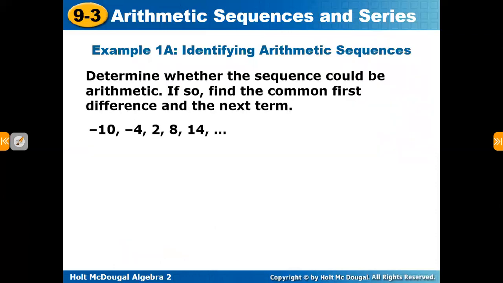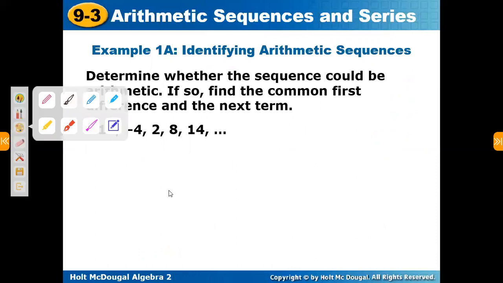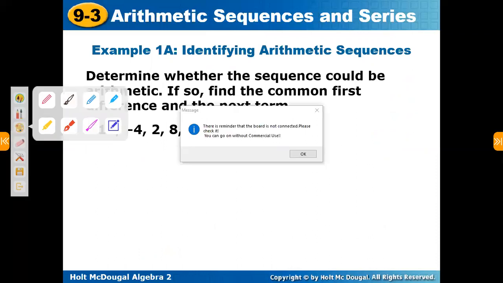Example 1 is identifying an arithmetic sequence. So you have to determine whether this given sequence is arithmetic or not. And if so, find the common difference and the next term. So to determine whether it is an arithmetic sequence or not, we have to find the differences between the consecutive terms.